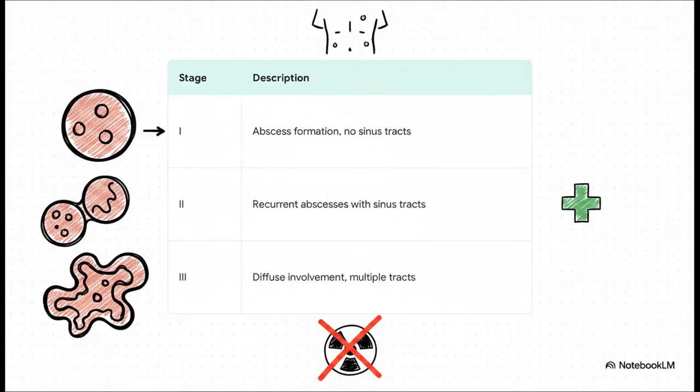Then we have hidradenitis suppurativa, a really painful chronic condition of the sweat glands. For this, you rely on the Hurley system. It progresses from simple abscesses in stage 1 all the way to diffuse involvement with interconnected sinus tracts in stage 3. Keep in mind, radiation is absolutely not a first-line treatment here.